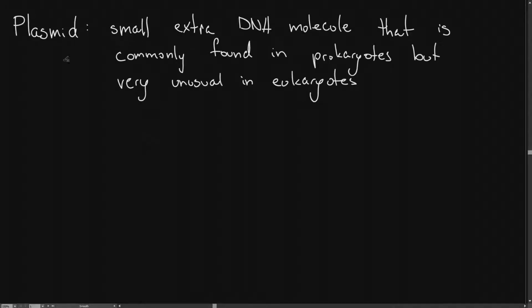First we'll be looking at the definition of a plasmid. So a plasmid is a small, extra DNA molecule that is commonly found in prokaryotes, but very unusual in eukaryotes. These plasmids are usually small, circular, and naked.